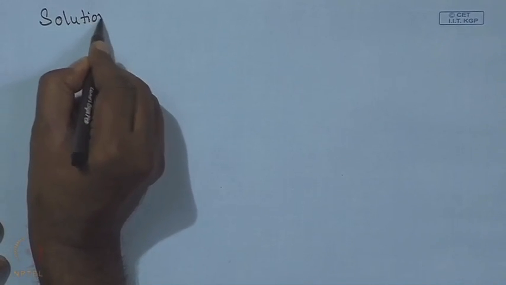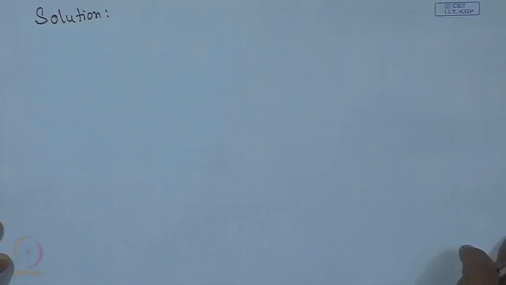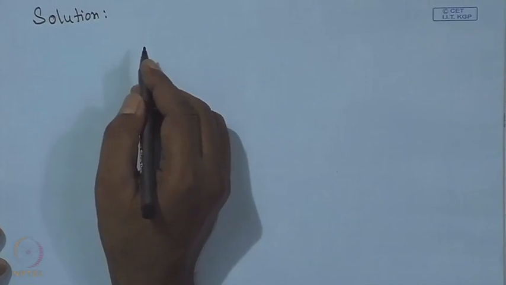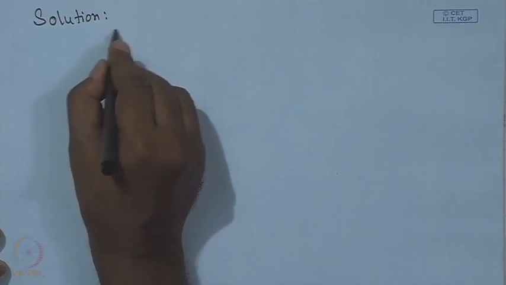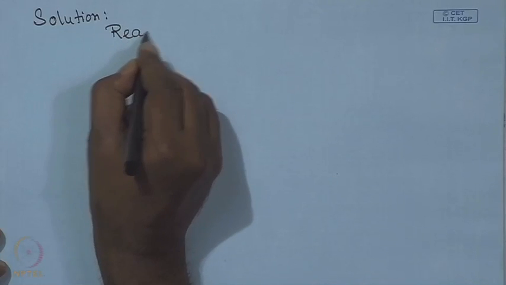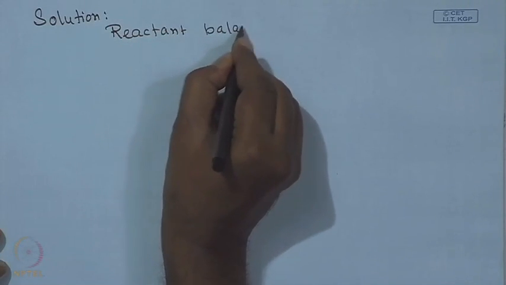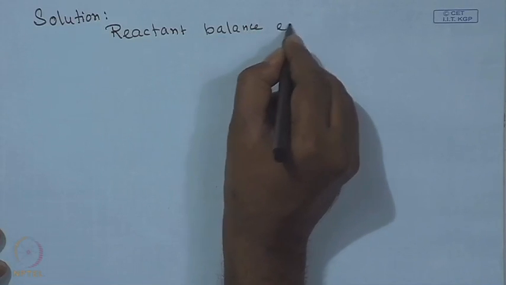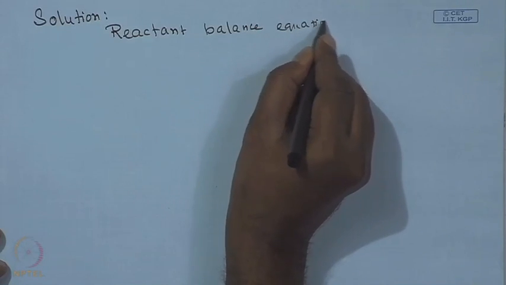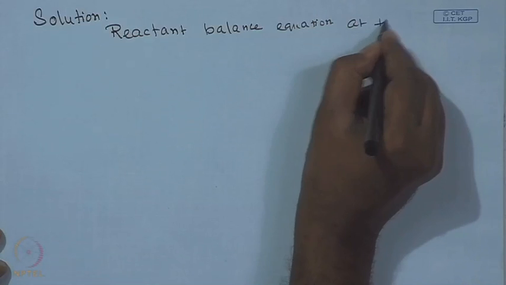Now, let us look into the solution of this problem. The solution goes like this. First, we write a material balance, species balance equation. It is basically the reactant balance equation at the steady state.